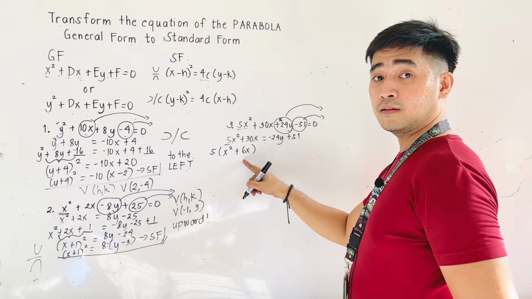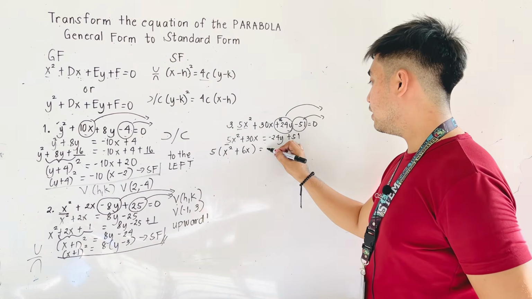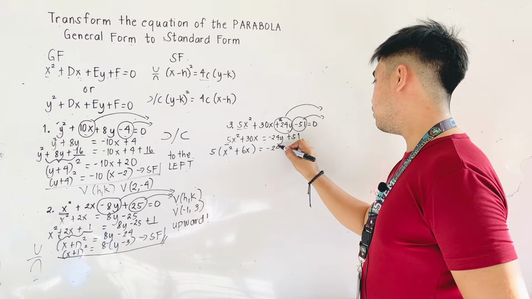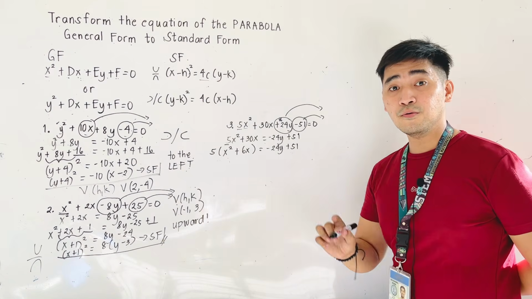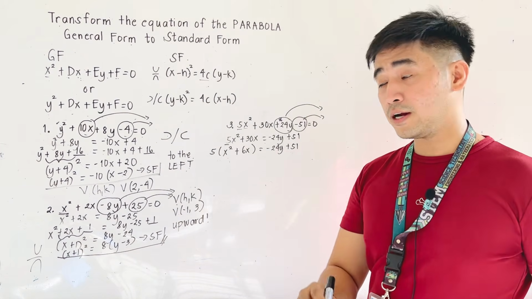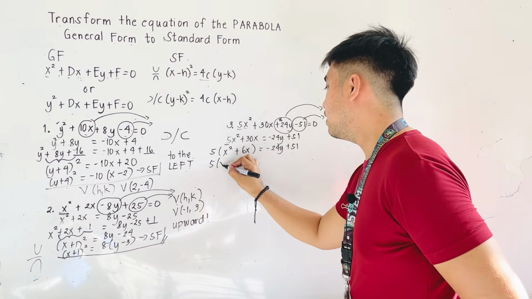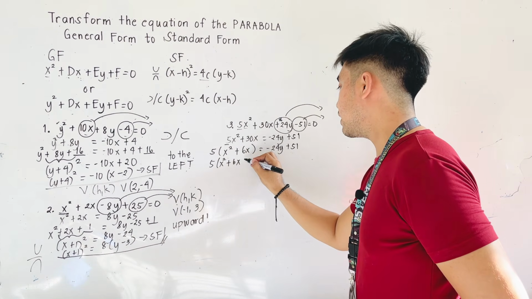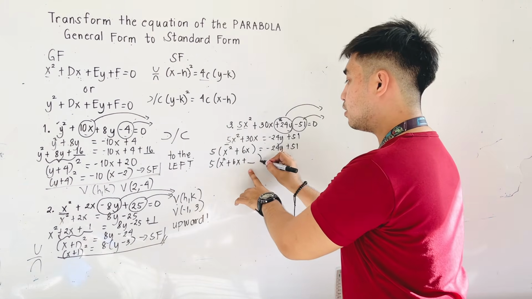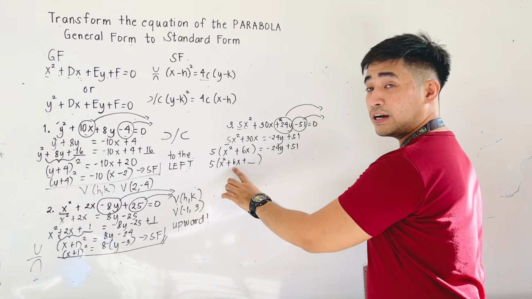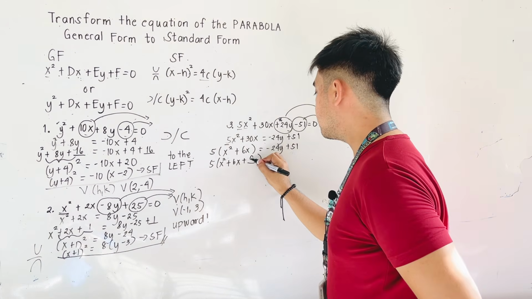Therefore, this is the form of the left side. How about for the right side? That is negative 24y plus 51. So what do we do now? We need to complete the square. So we will be completing the left side. This becomes 5 times x squared plus 6x plus, we will be adding here. What do we add here? 6 divided by 2 is 3. 3 squared is 9. Therefore, this becomes 9.